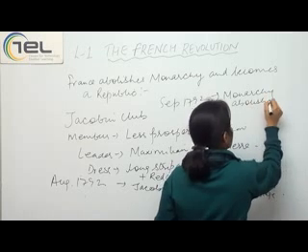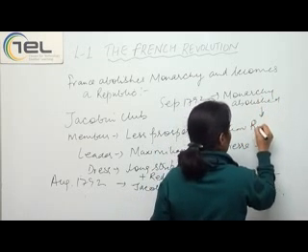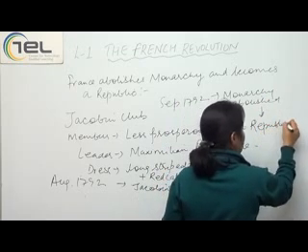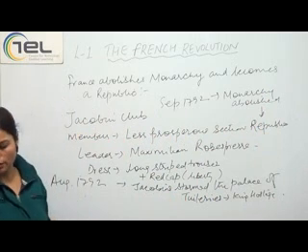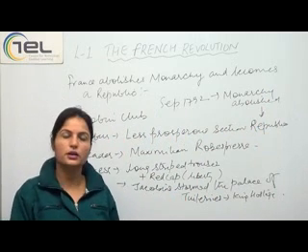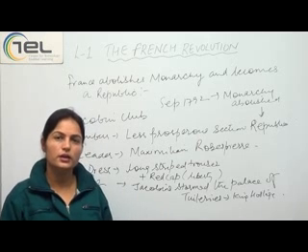Monarchy was abolished, and in its place France became a republic, where people elected their own government. A republic is a form of government where people elect their own representatives. They also elect the head of the state.